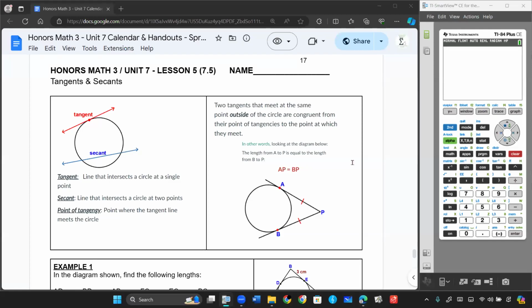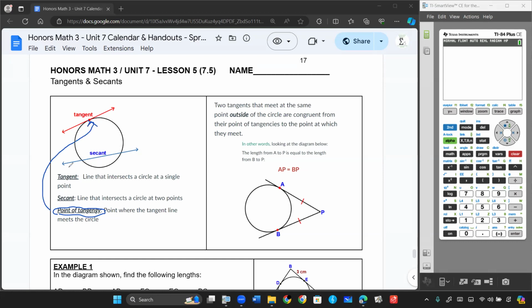Hey class, in this video, we're going to be talking about what happens when you draw lines intersecting circles. Two types of lines we're going to be dealing with are tangents and secants. A tangent is a line that hits the circle just at a specific point. That point is called the point of tangency. So it's only going to touch the circle. It's not going to go inside it at all, but the point of tangency is that little point right there.